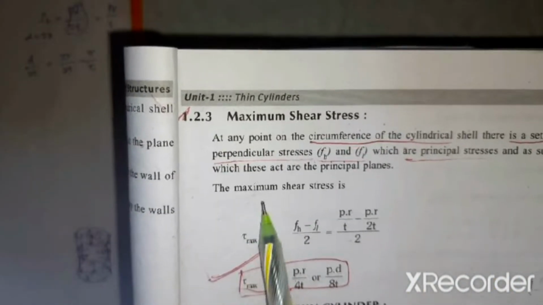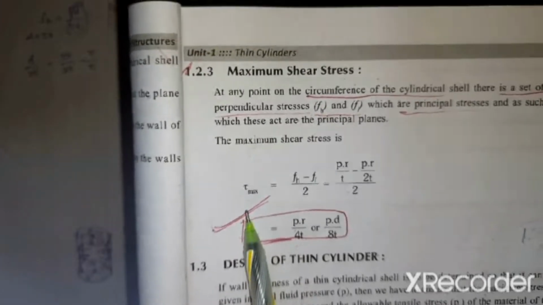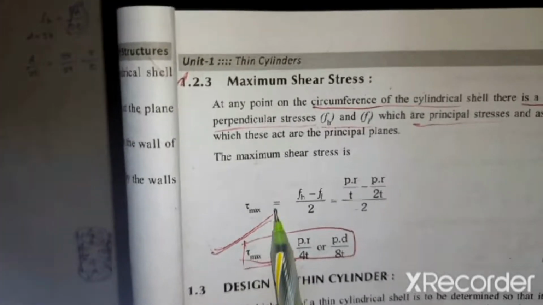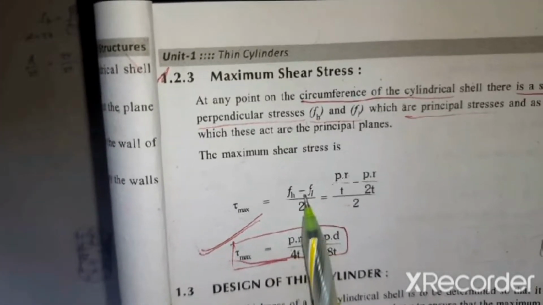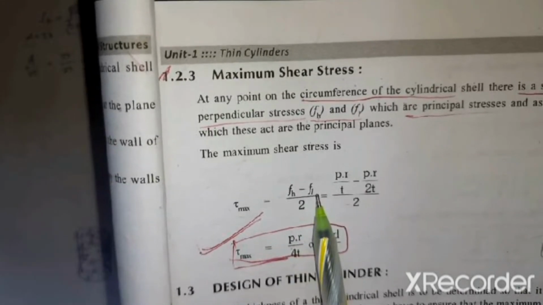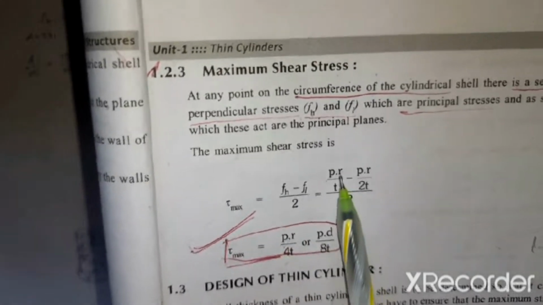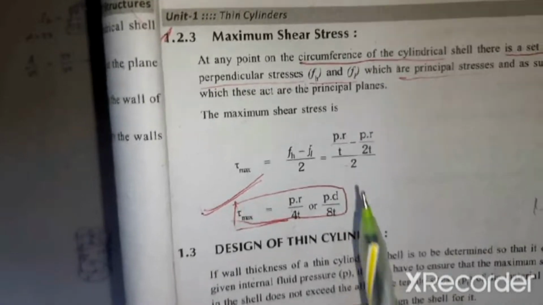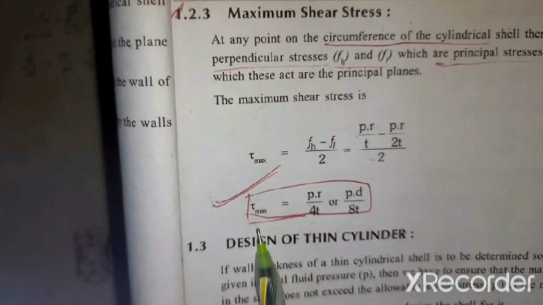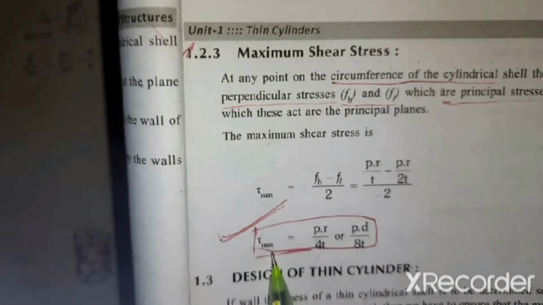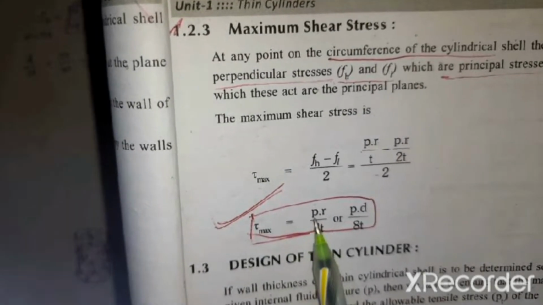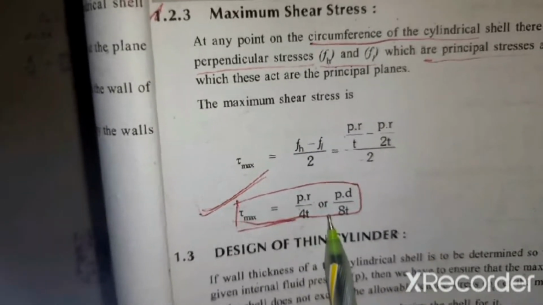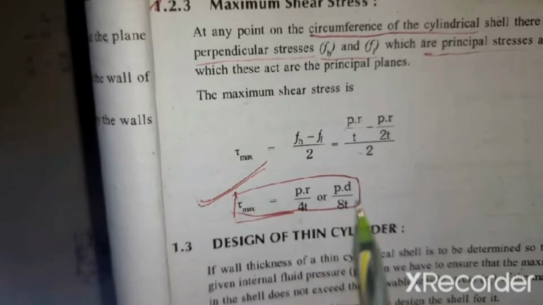Where these principal stresses act, the plane is called a principal plane. Okay, the maximum shear stress is sigma max equals FH minus FL, hoop stress minus longitudinal stress, by 2. Here the formula is substituted, and we go for the final formula. The maximum shear stress equals PR by 4T or PD by 8T. R is the radius and D is the diameter.